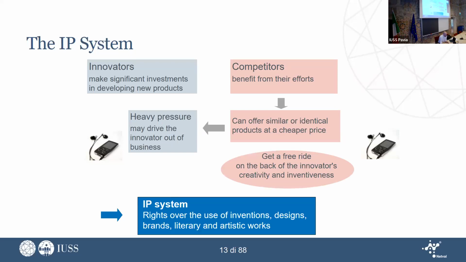So the IP system helps innovators to protect their inventions, their designs, their brands, their trademarks, their artistic work, and so on. And of course, the IP system provides them with ownership over their work. The IP system grants the owner the right to exclude competitors from the production, importing, or sale of the goods created by the inventor.